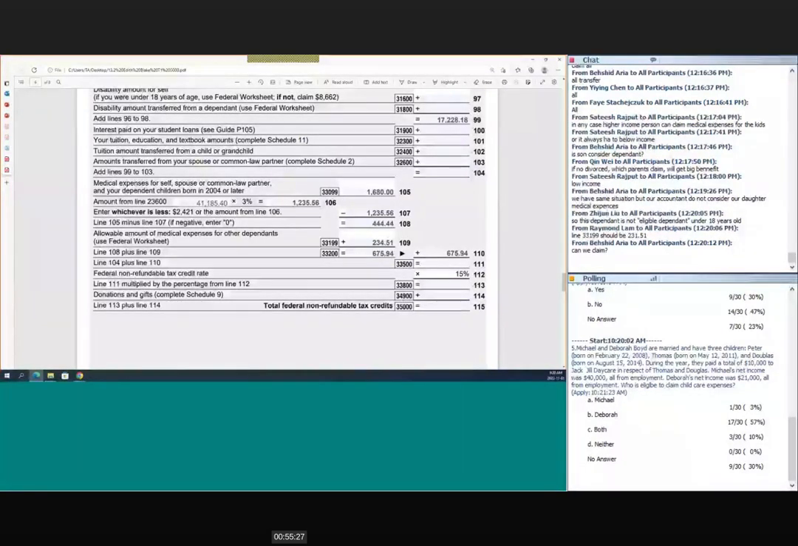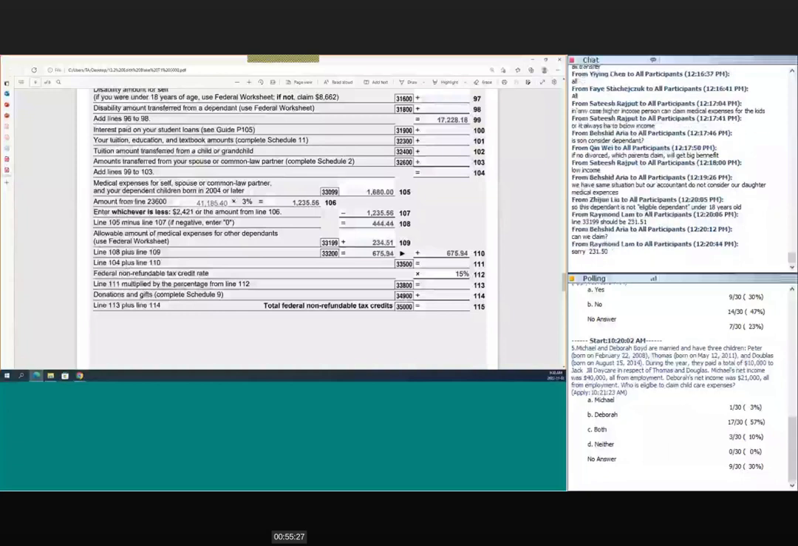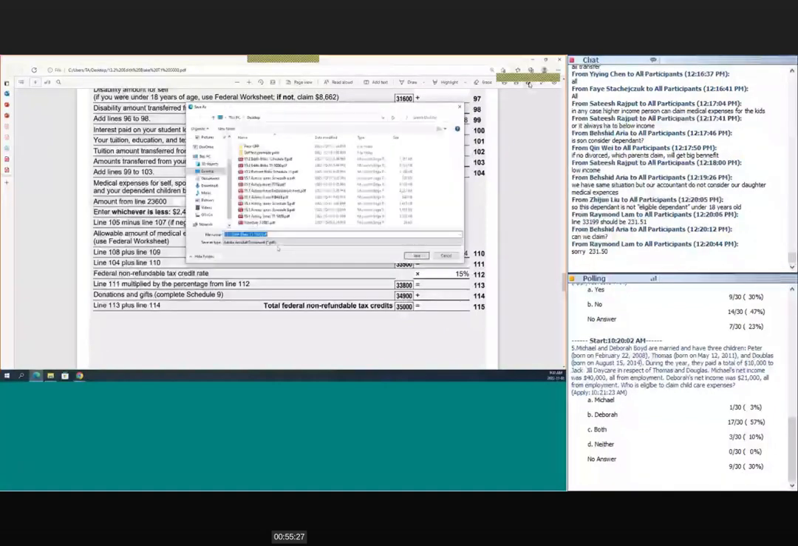Can we claim? Okay, so line 33199. What's line 3199? That's not what I got. Oh, you're right. Sorry, it was just a typo. Again, forgive me for my typos. This is tedious work putting it into these spreadsheets.